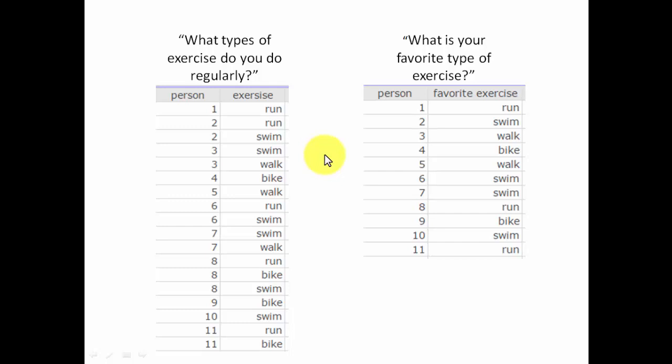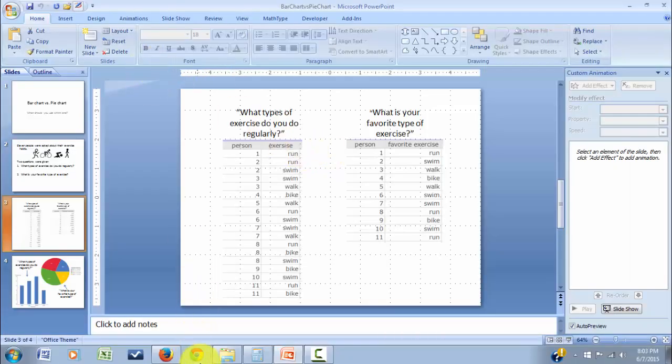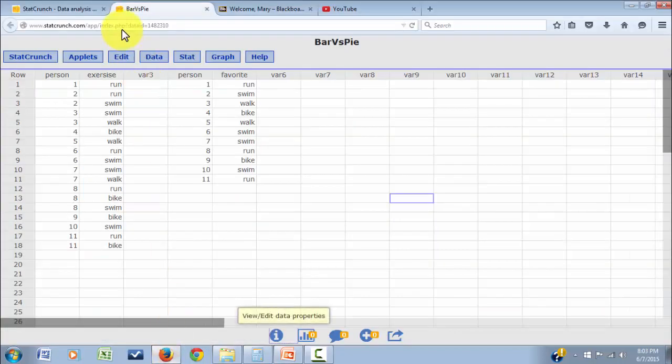So what I want to do now is go to StatCrunch, where I have this data in my StatCrunch, and kind of illustrate to you how to make the graphs and then talk about which one's best. So here, let's do the first one. The first one is where someone can choose more than one topic.